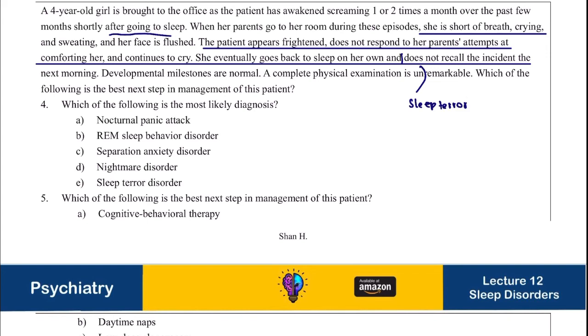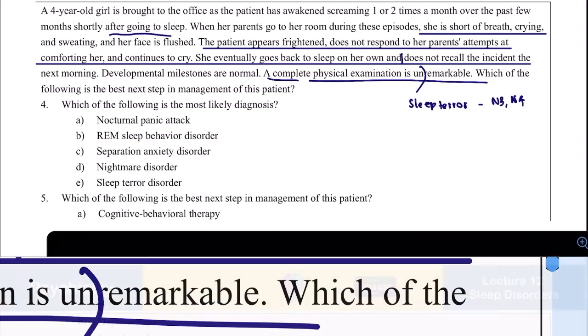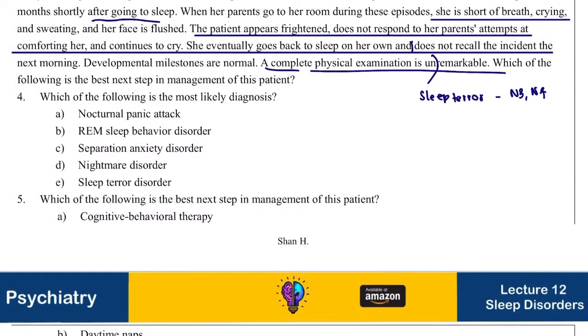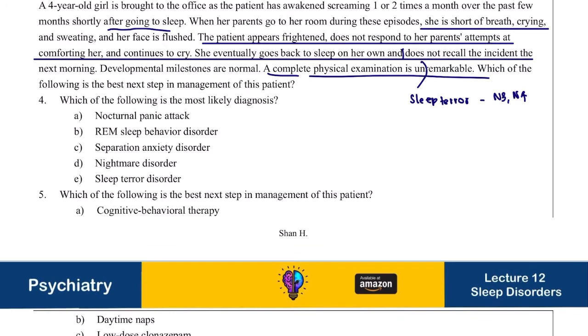The patient is in deep sleep, N3 and 4, and the patient does not recall anything that has happened. She's not actually awake. A complete physical examination is unremarkable. Which of the following is the next best step in the management of this patient? Again, it's reassurance, and the diagnosis here is a sleep terror.